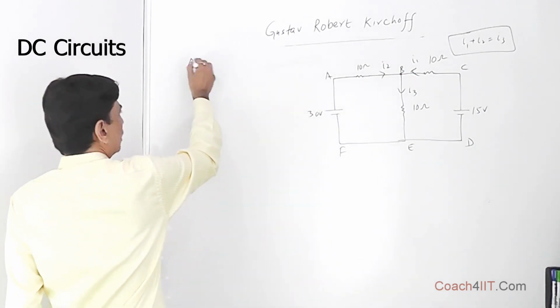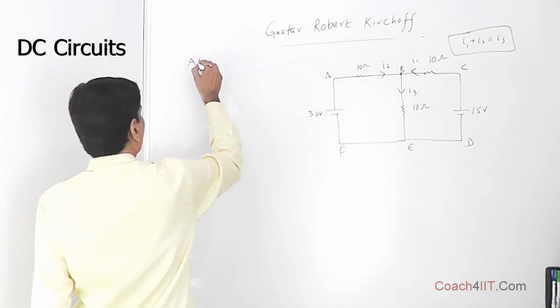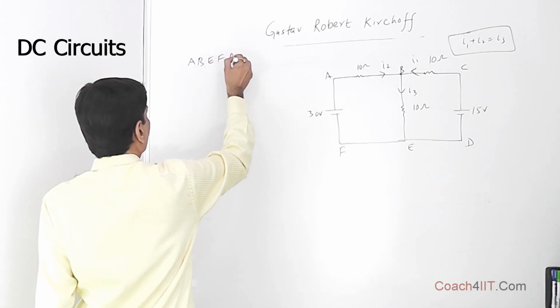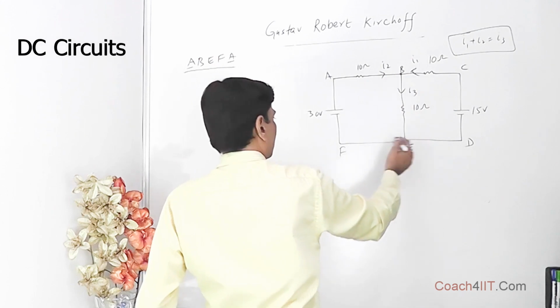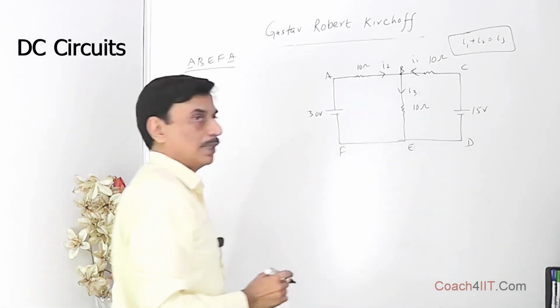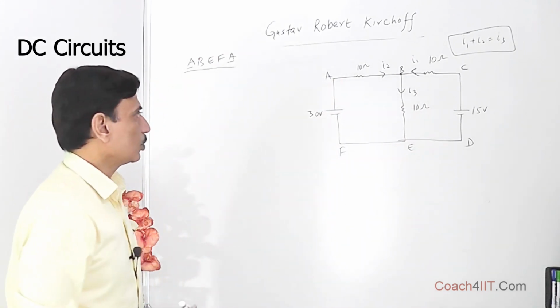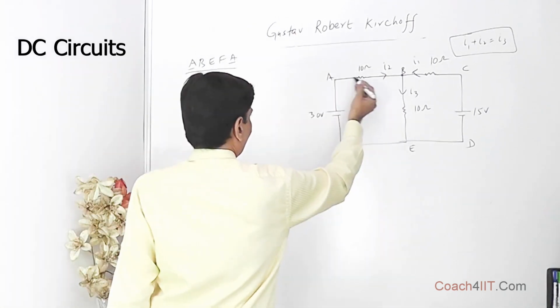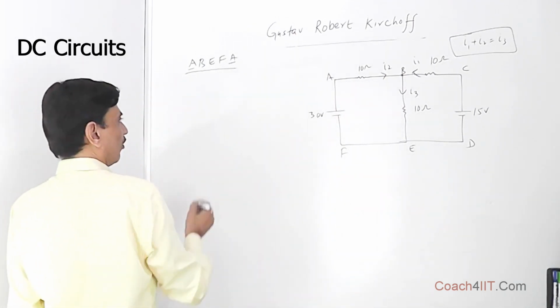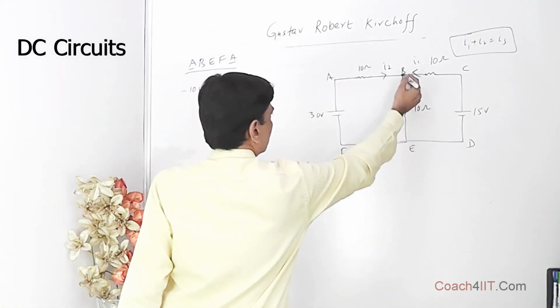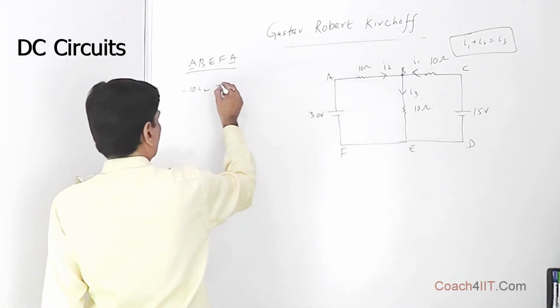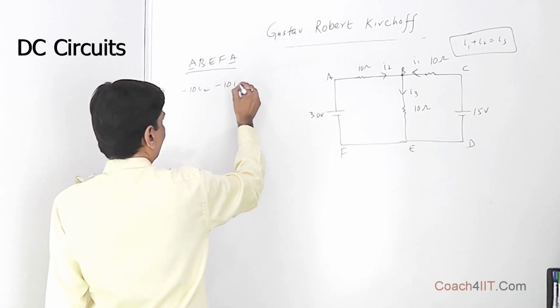Let's take this loop ABEFA. We shall be starting our journey from A and we shall be moving in this direction and we shall be reaching back home at A only. So when we apply KVL, in the direction of conventional current there is a loss of potential. So it is minus 10I2. In the direction of current there is loss once again, so minus 10I3.